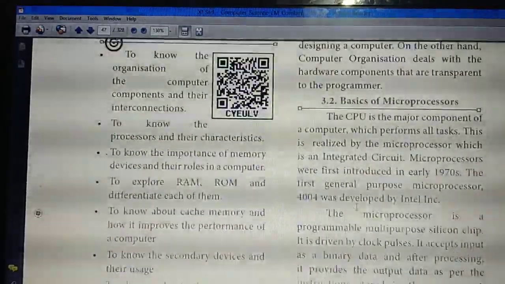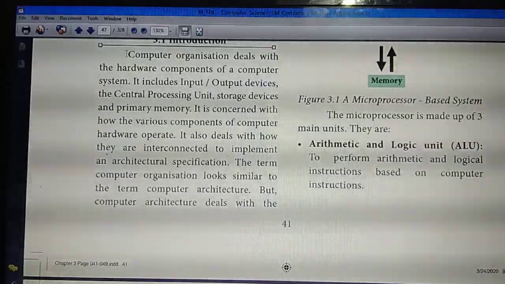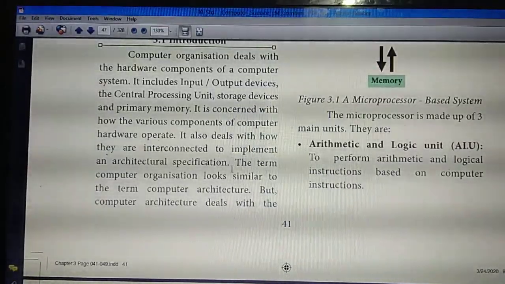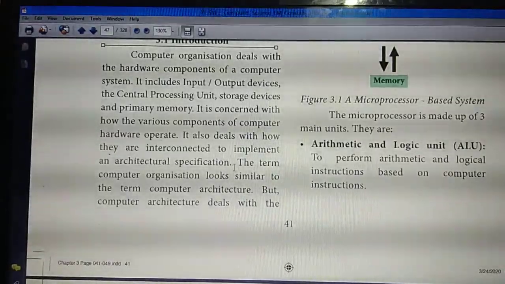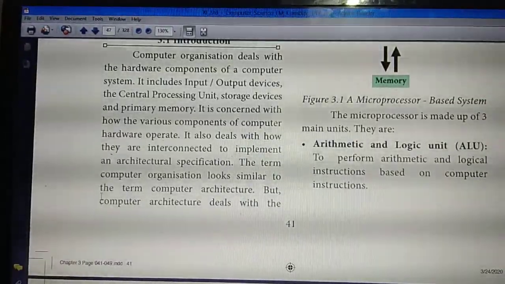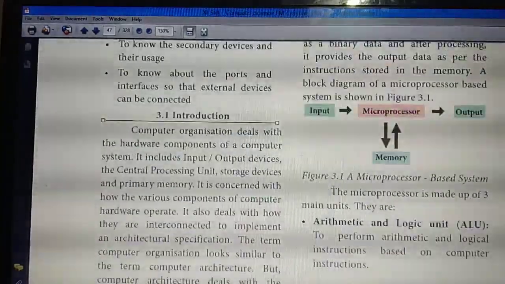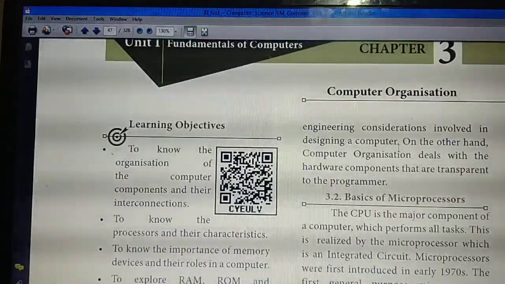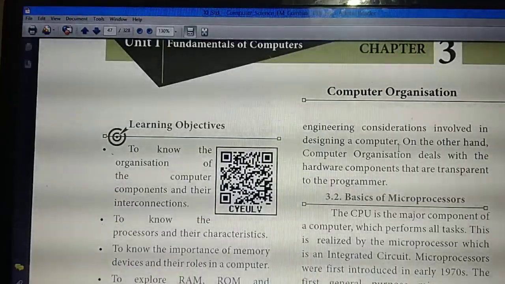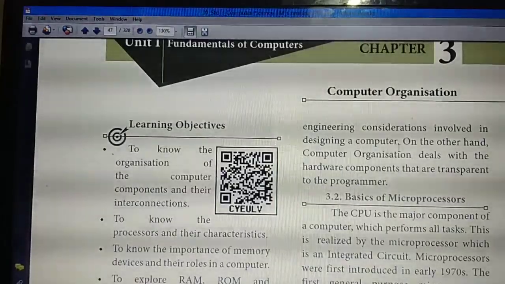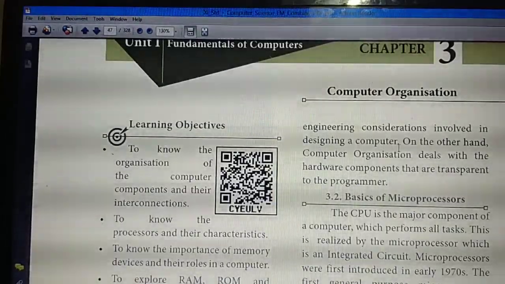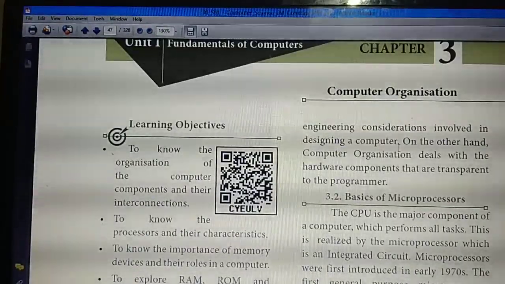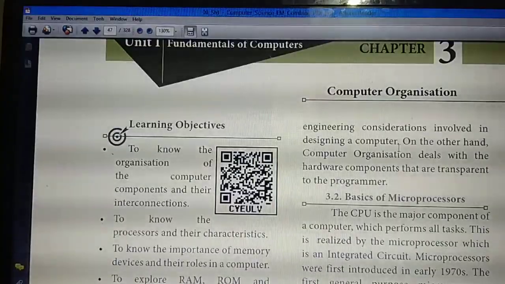So have you all marked? Once again I am telling, computer organization starting from here to this architectural specification. Then for computer architecture, at the last line, computer architecture deals with designing a computer. Then the second point I dictated, that point you should write: programmer view, programmer has to be aware of which instruction set used. Have you all marked?